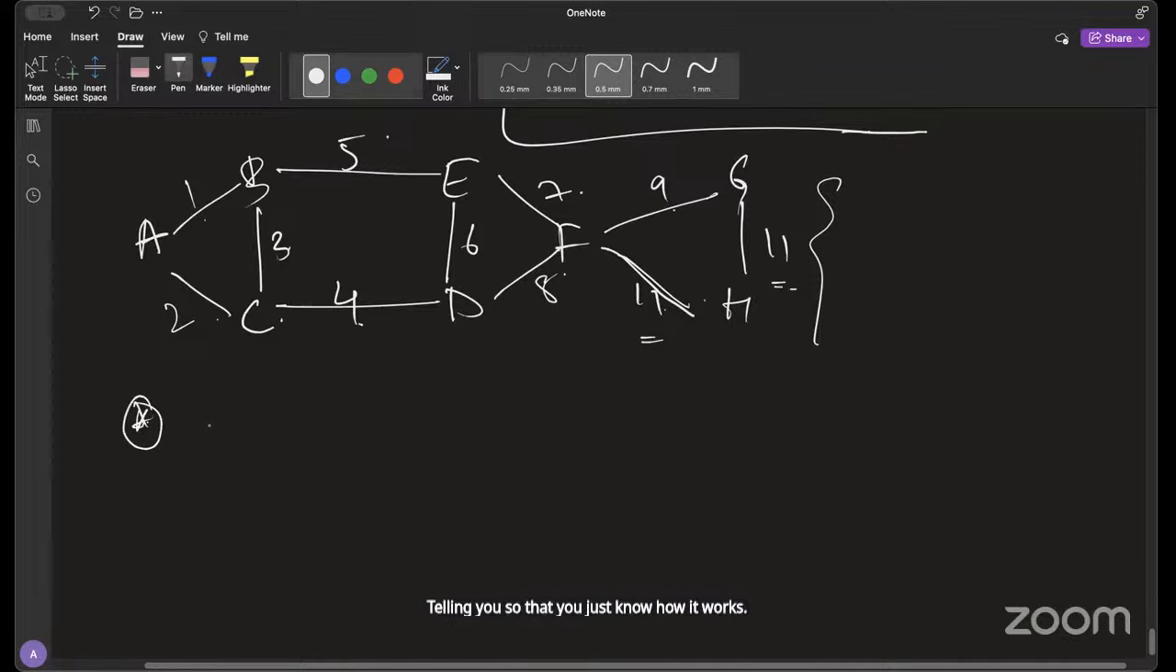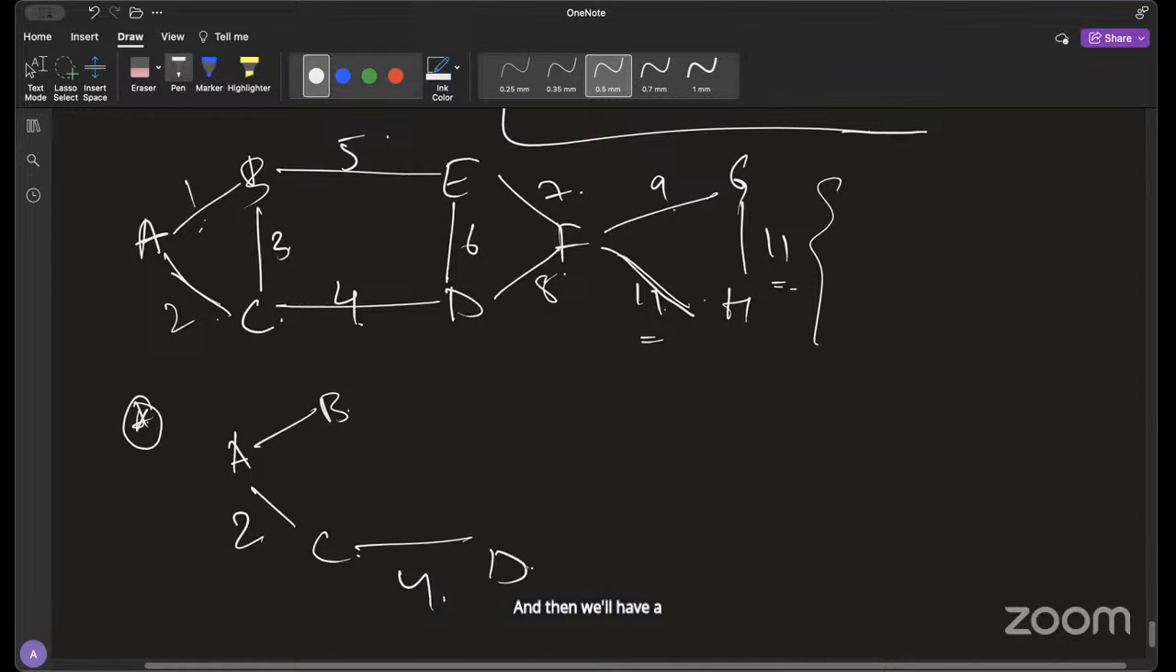So you start with the minimum weight here, which is 1. So you add this AB edge, and we're using Kruskal's here. Let's just use Kruskal's method here. Then you'll get a 2 here. And then 3 will make a cycle, so we're skipping that. And then we'll have a 4 here. Next up, we'll have 5 here. 6 we're skipping because that will be a cycle. Then we take 7. 8 we are skipping because that will be a cycle. Then we take this G, 9.